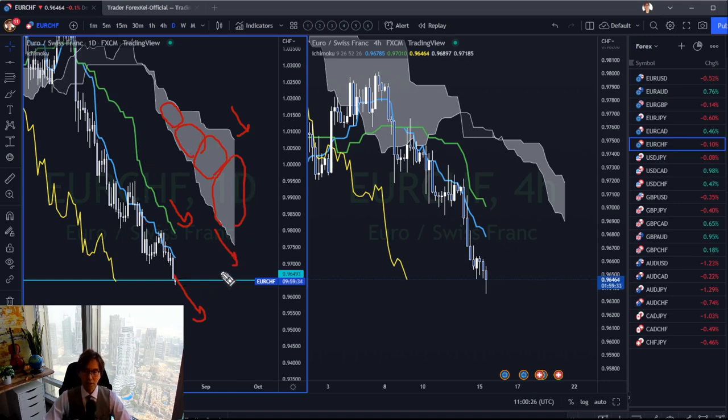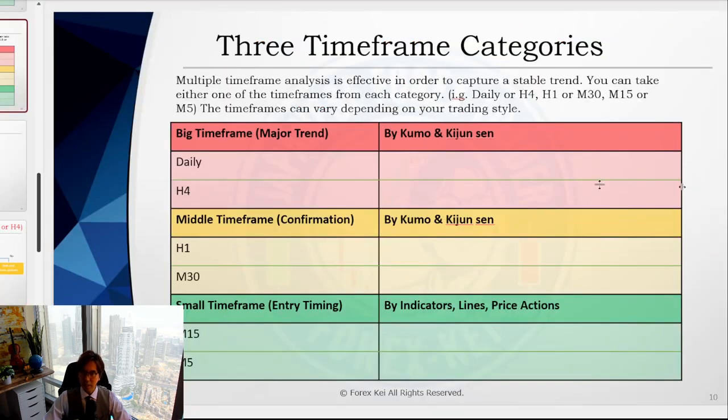You can look for the confirmation based on the 1 hour or the 30-minute time frames. And also, if you check the 4-hour time frame, it's also downtrending. Senko Span B down, A down, Kijun Sen down too. So this one is also a nice time frame to follow. So in this case, both time frames are trending. So you may wonder which one to follow. I pick either daily or 4-hour to follow.